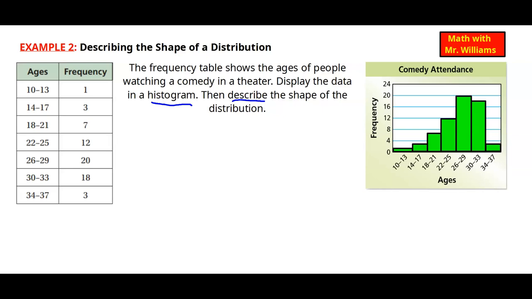Okay, now that we've done our histogram, we need to draw and find the tail of the histogram. So we can see most of the data is on the right-hand side, so the tail extends to the left. So this distribution is skewed left.